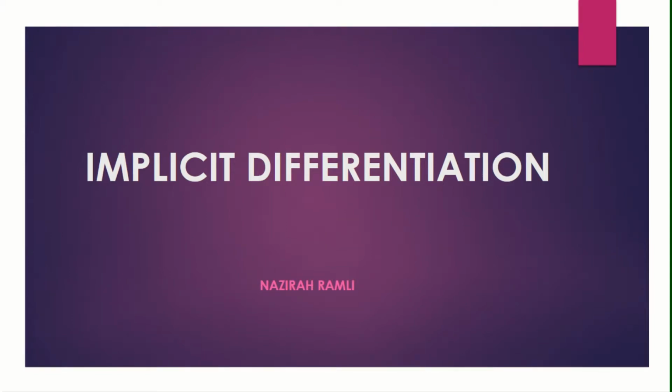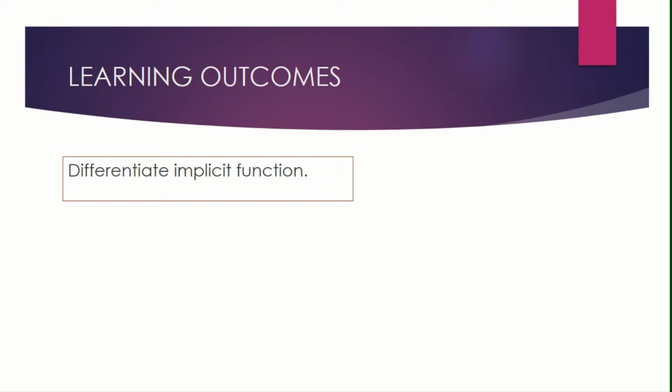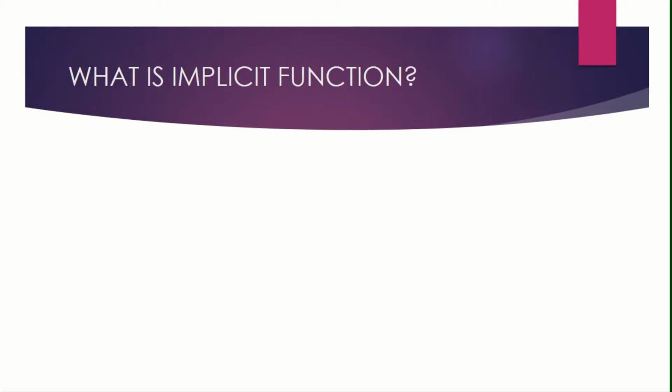Now we continue our lesson with implicit differentiation. The learning outcome of this lesson is to differentiate the implicit function. Before that, we want to know what an implicit function is.